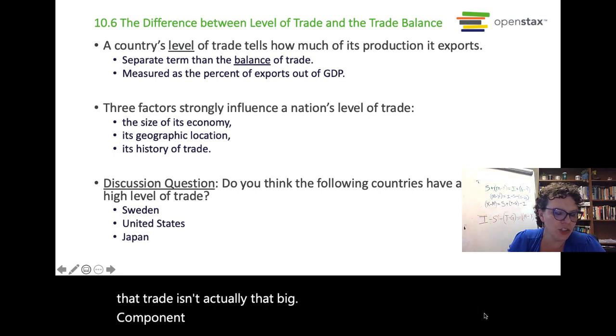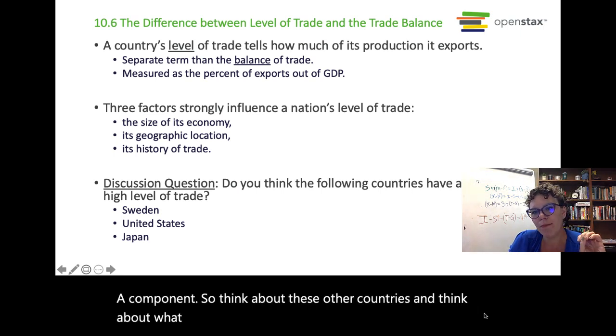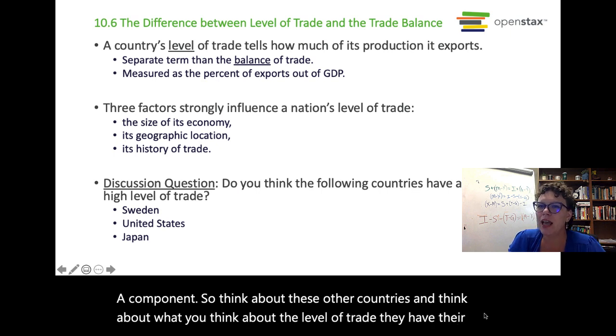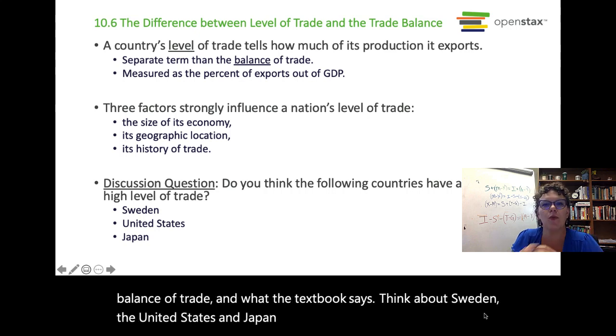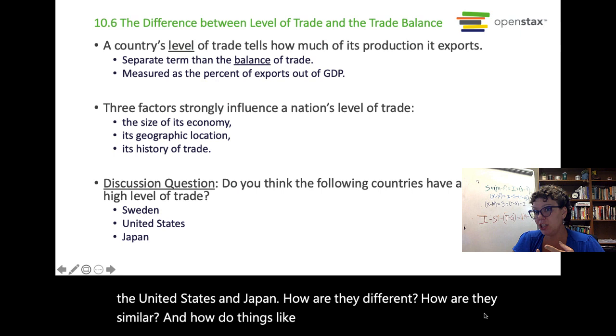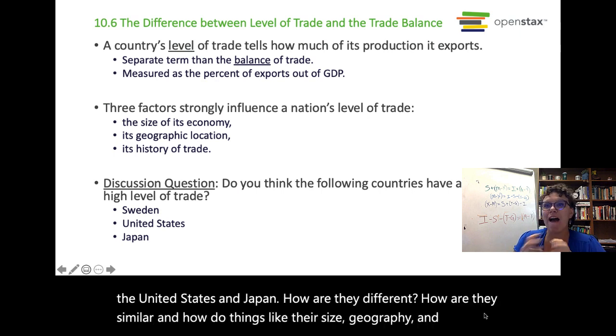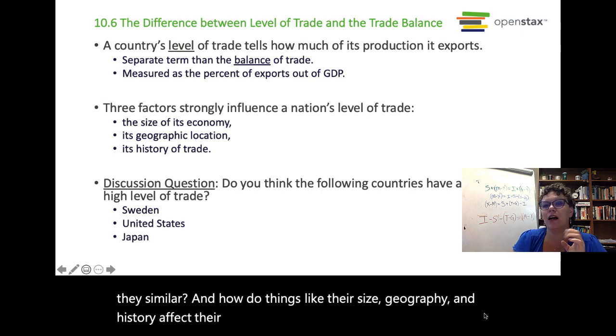So think about these other countries and think about what you think about the level of trade they have, their balance of trade, and what the textbook says. Think about Sweden, the United States, and Japan. How are they different? How are they similar? And how do things like their size, geography, and history affect their level of trade in general and in specific?